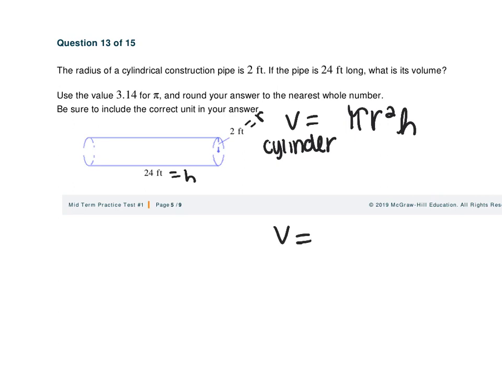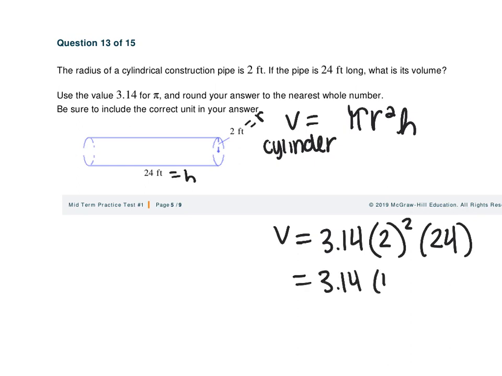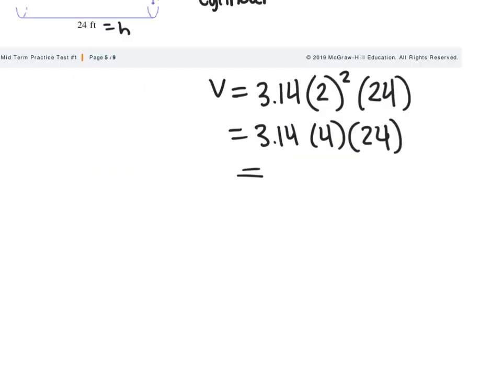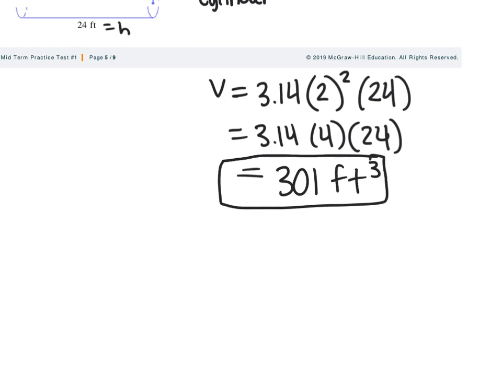V equals, for pi I'm going to put 3.14. For my radius I'm going to plug in 2, square it, and my height is 24. So I'm simplifying. I have 3.14 times 4 times 24. And when you type that into your calculator, you should get 301.44. And if I'm rounding to the nearest whole number, that would be 301 feet cubed for volume. Remember, your units are cubed in volume.